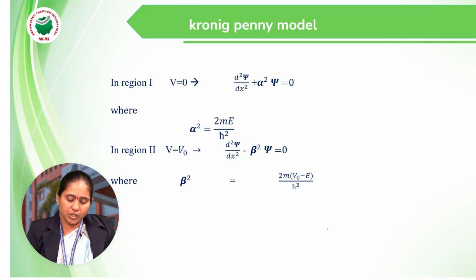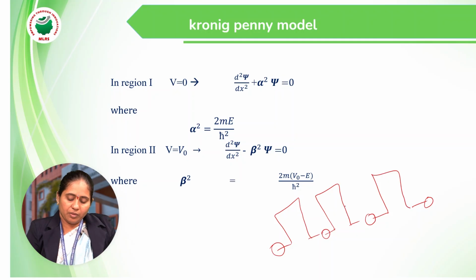Square well potential. In between the lattice it is maximum. At the nucleus or lattice ions it is 0. So in between, maximum, that is region 2. At the nucleus, region 1. In region 1, V is equal to 0. In region 2, V is equal to V naught.